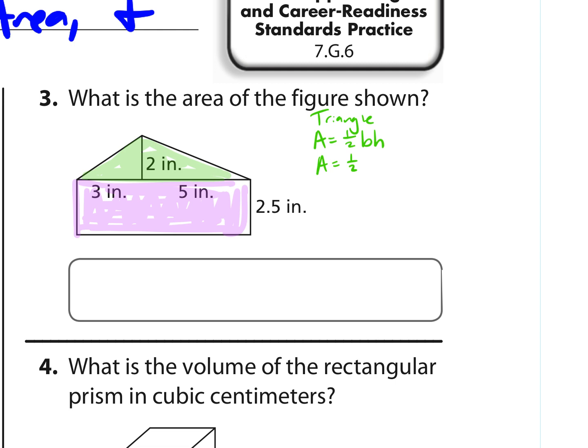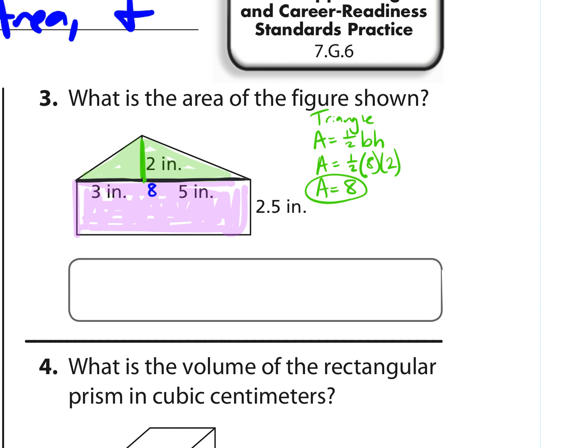So if I look at this side, this base, it's made of 3 plus 5, which is 8. And the height is 2. So I've got 1/2 times 8 times 2. Half of 8 is 4, times 2 is 8. So the area of the triangle is 8 square inches.